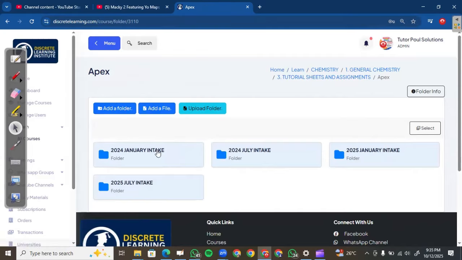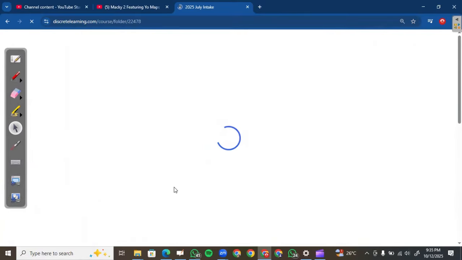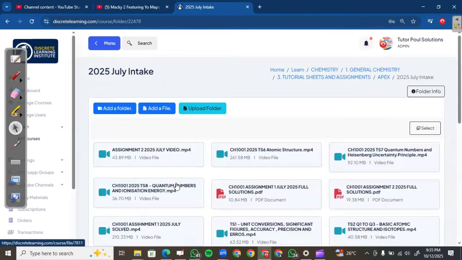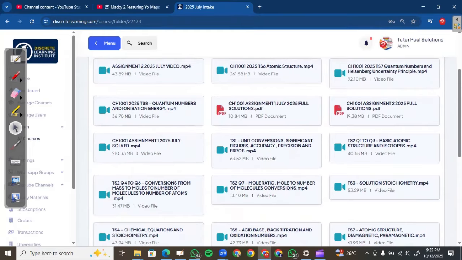Click Apex, and then there are different intakes here. So the current intake right now is 2025 July intake. But even here, there are full tutorial sheets, and the concepts are the same. So you can still watch those videos if you want. Let's check the 2025 July intake. So you can see here, these are the videos.